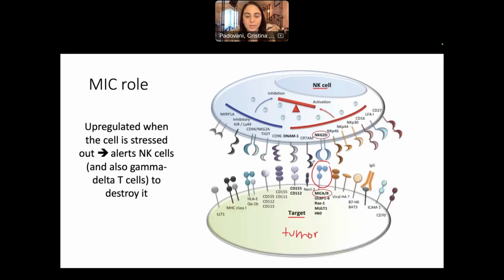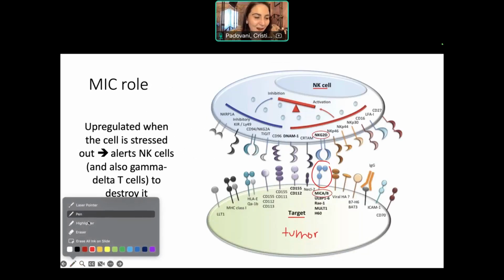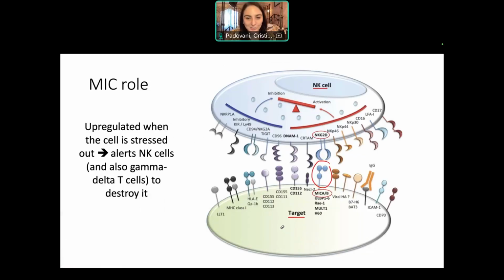Wait, hold on. I'm so sorry. That doesn't sound right. This is not a tumor cell. This is just a regular normal cell. And let's say this cell becomes infected by something, or something happens to it where it's like, oh no, I'm in danger, I need to be destroyed, I can cause some harm to the body. So this target cell will upregulate MIC-A and MIC-B.